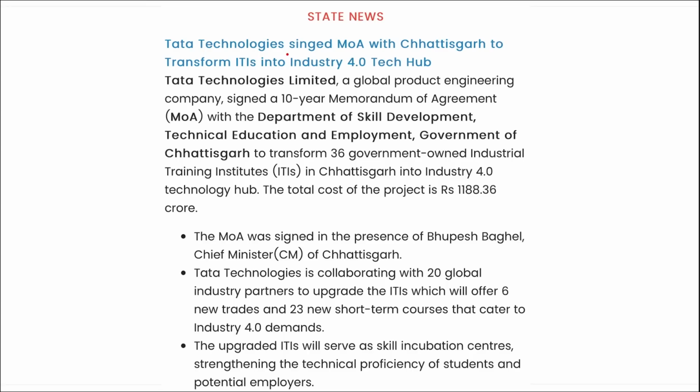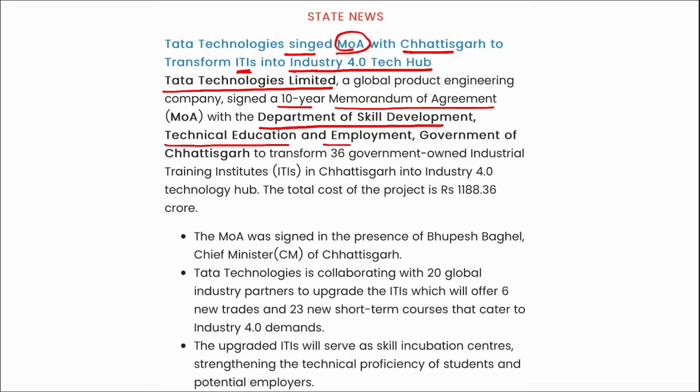Next is Tata Technologies. They signed a memorandum of agreement with Chhattisgarh to transform the ITIs into Industry 4.0 tech hubs. I repeat, Tata Technologies recently signed a 10-year memorandum of agreement with the Department of Skill Development, Technical Education and Employment of the government of Chhattisgarh, and this will transform 36 government-owned industrial training institutes in Chhattisgarh into Industry 4.0 technology hubs. The total cost of the project will be 1188 crore rupees.